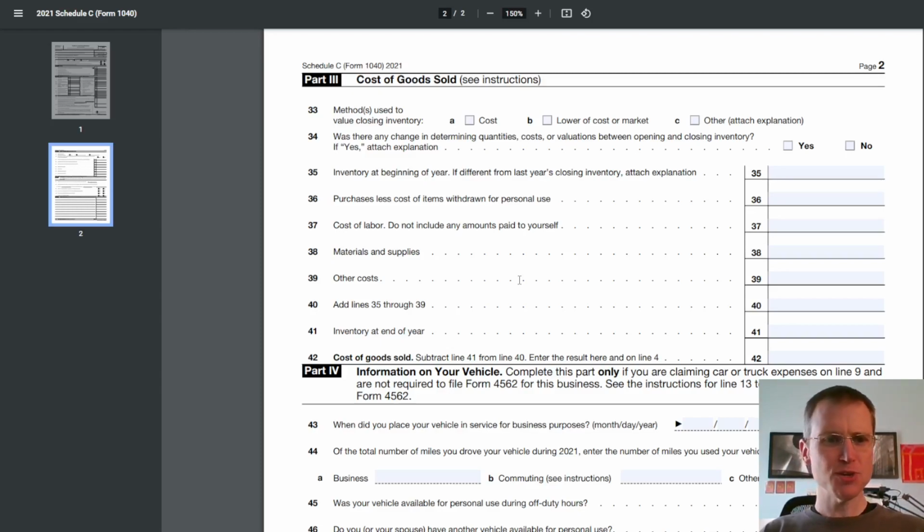So line 33, method. Most of us are going to want to do cost accounting, not market. You don't want to have to try to track the market cost of all of your individual things. An example of where you might want to do this is, let's say you owned an oil well or something, and the value of the deposits went down because the market price of oil went down. You might need to do market accounting instead of cost accounting. But in this case, we're not going to treat it like that.